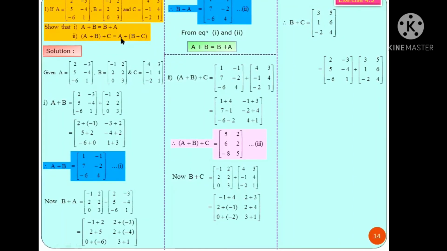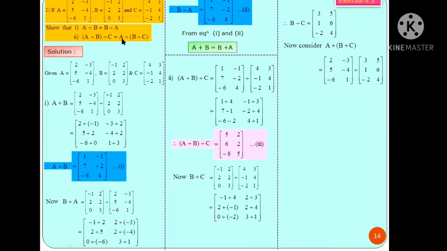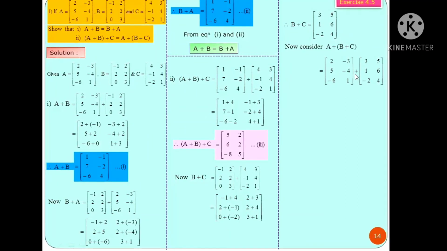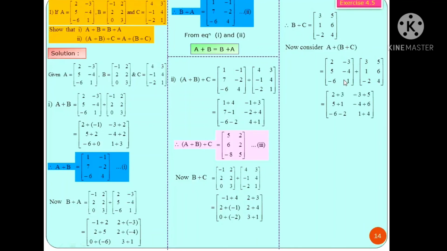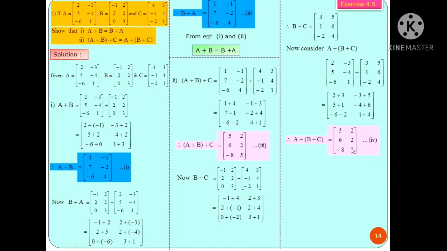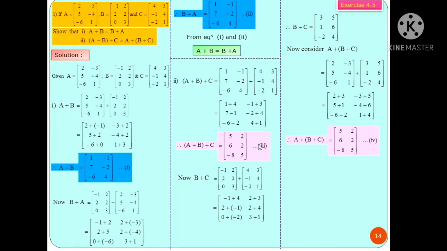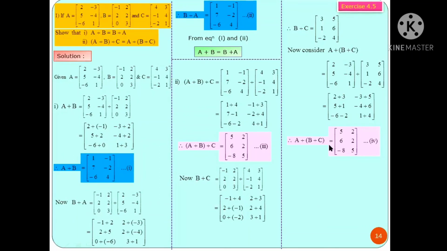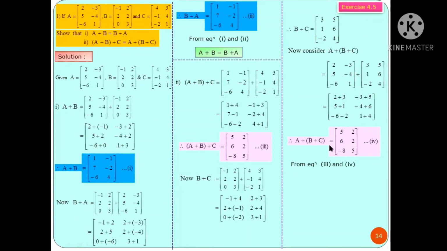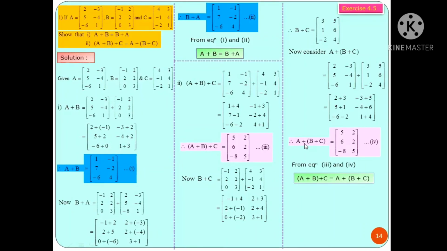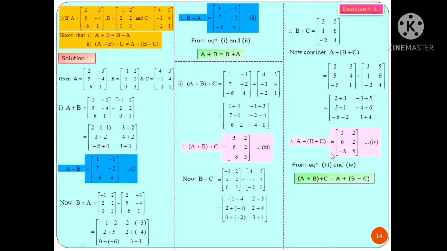So A plus (B plus C) is equal to these elements. After addition of these two matrices, the answer is 5, 6, minus 8, 2, 2, 5. Same. So from equations 3 and 4, the matrices are equal, and we can write the result as (A plus B) plus C is equal to A plus (B plus C).